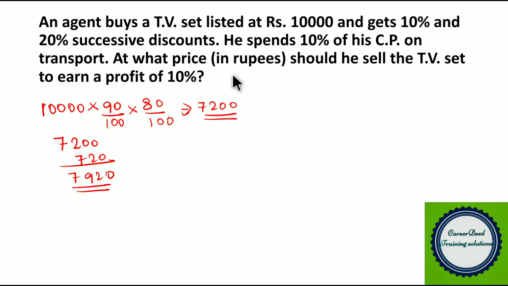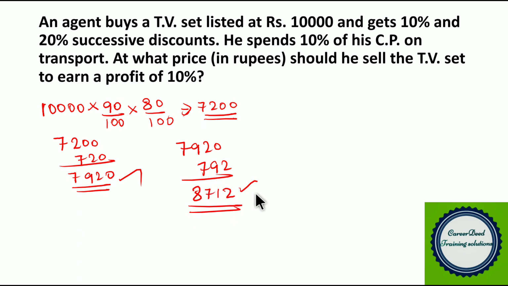Now our question is, at what price should he sell the TV to earn a profit of 10%? So from this he has to get a 10% profit, right? So from the 7,920 he has to get 10% extra. That means he has to sell it for 792 rupees extra, because this 10% is nothing but 792 rupees of this 7,920, right? So he has to sell it for how much? 8,712 rupees.